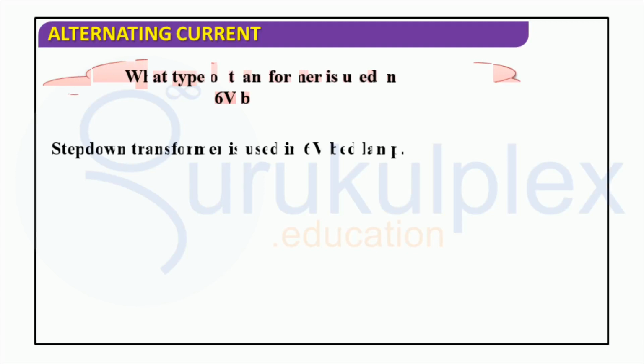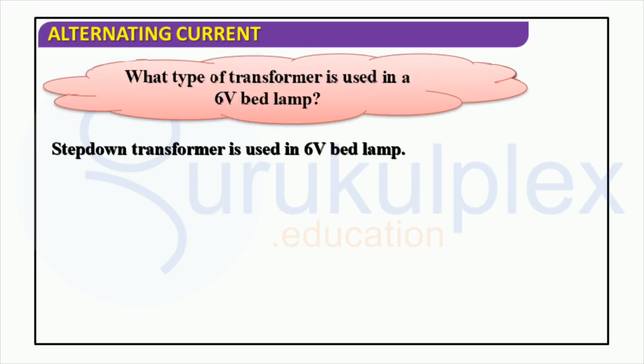A step-down transformer is employed in a 6 volts bed lamp due to its ability to reduce or step down the electric voltage from a higher to a lower level. It is noteworthy that this voltage stepping down is done in a regulated fashion for safety and efficacy purposes.